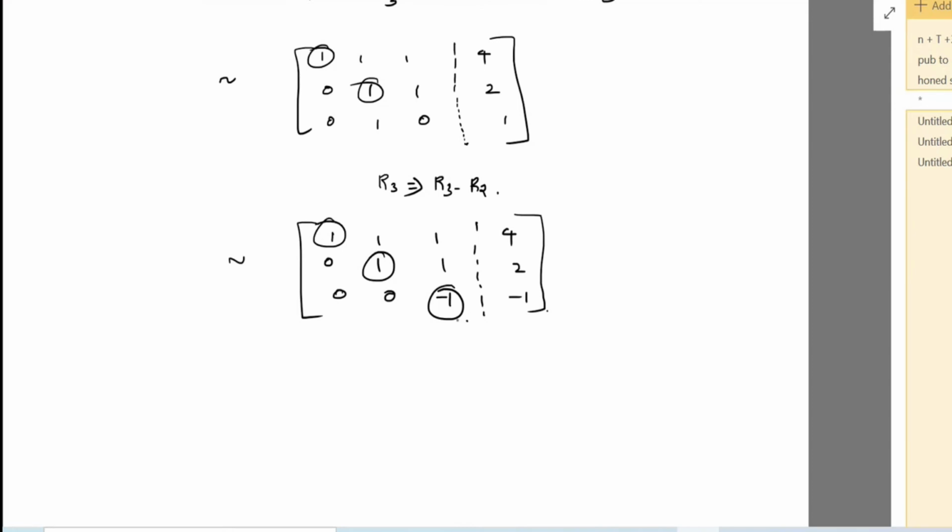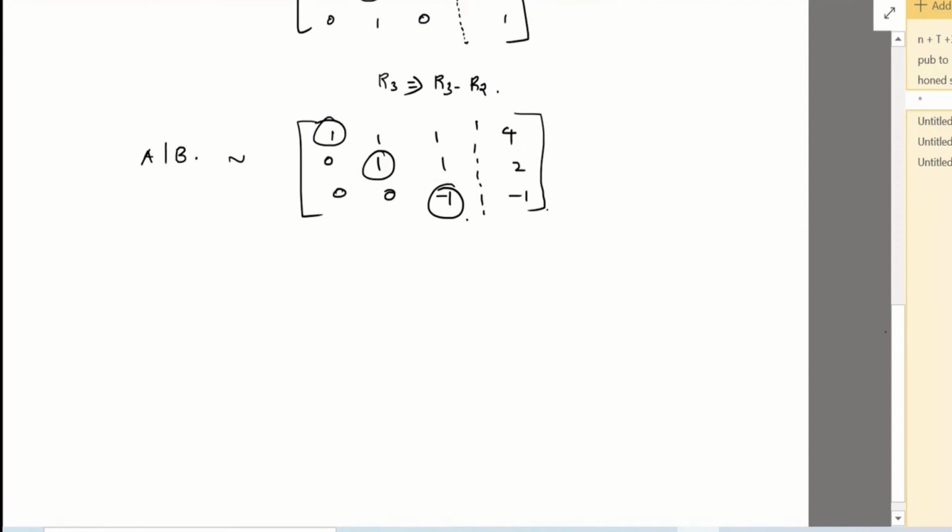This is actually the echelon form of AB. And if you remove the last column from this echelon form, you will get the echelon form of A. So if you are removing the last column 4, 2, minus 1, that will be the echelon form of the matrix A. So we can actually find out the rank of A and rank of AB from this echelon form of AB.